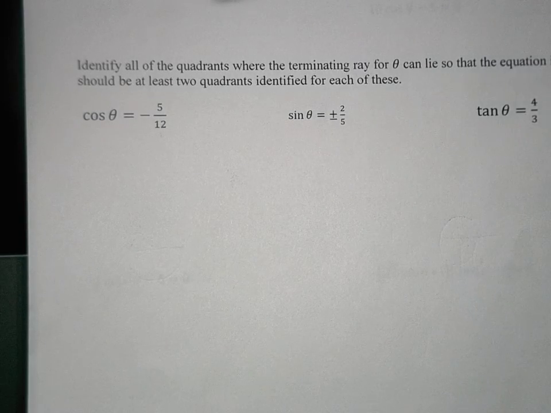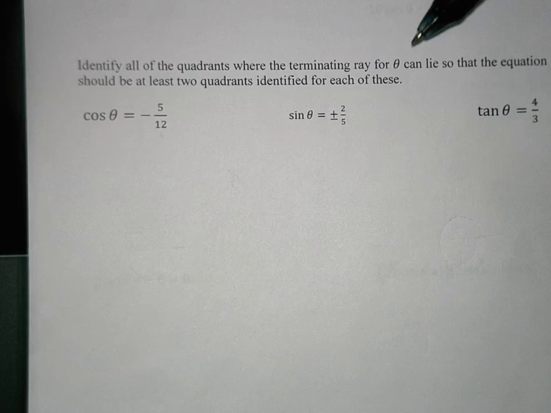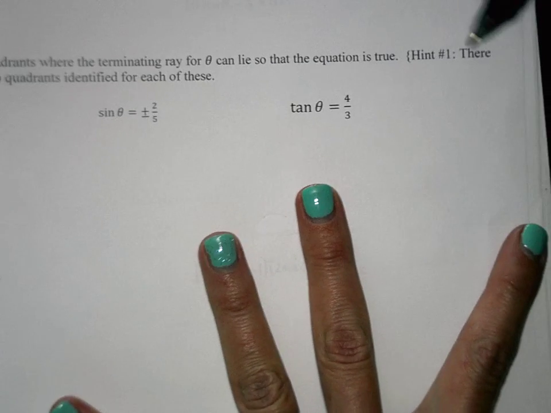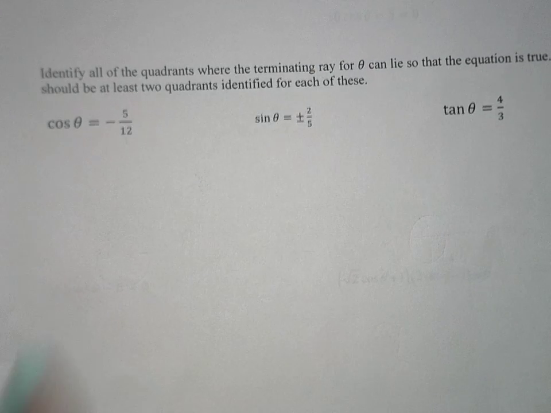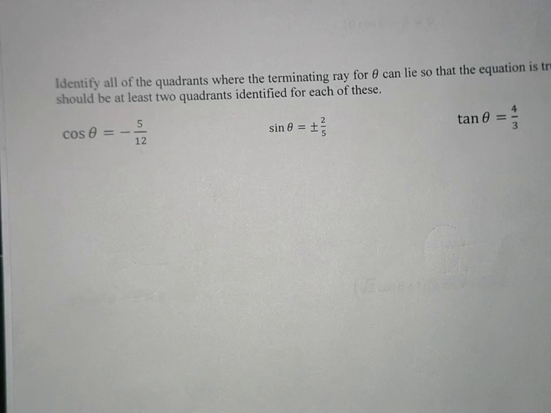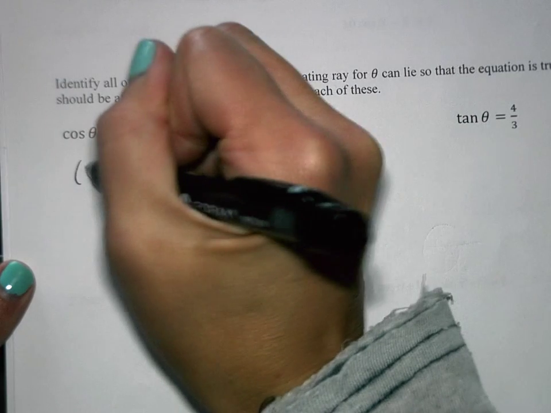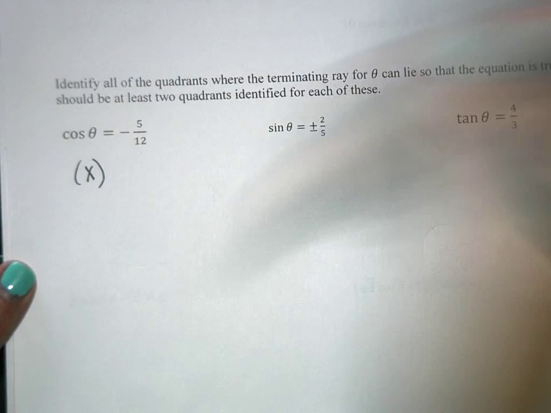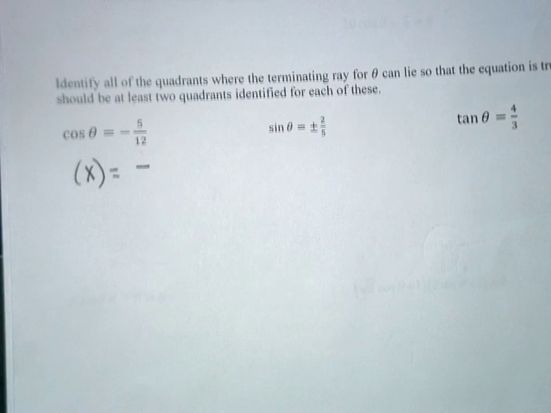If you read on your papers, it states, identify all the quadrants where the terminating ray for theta can lie so that the equation is true. Hint, there should be at least 2 quadrants identified for each of these. What they're asking for is when is cosine, which we know cosine are the x values, when is x negative?